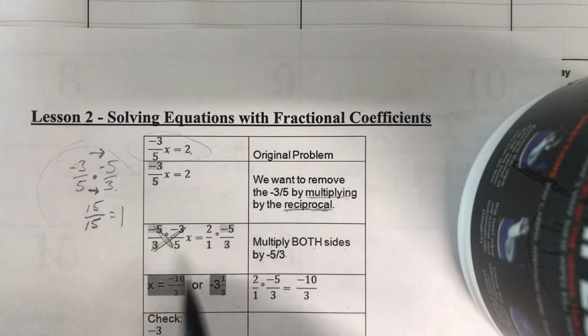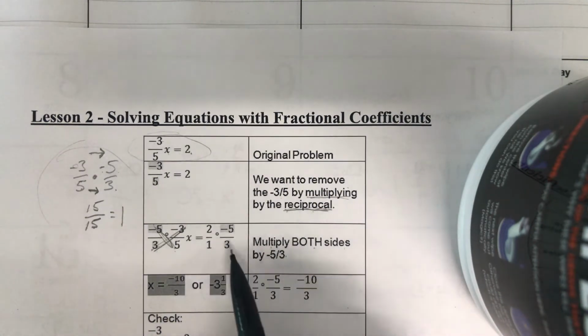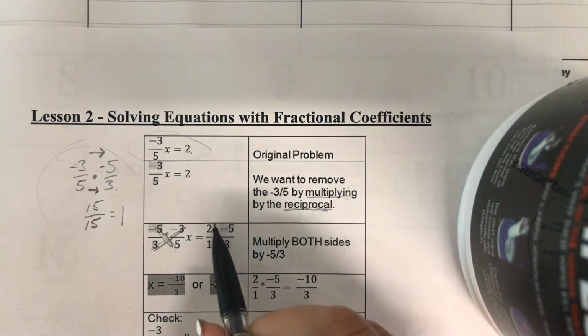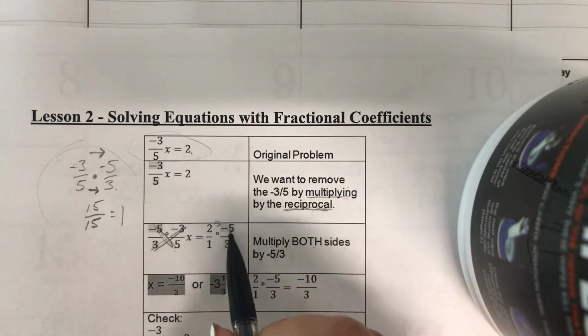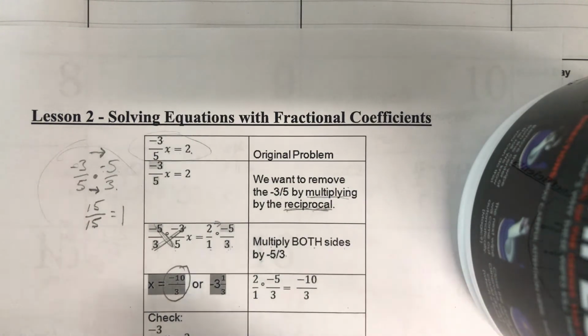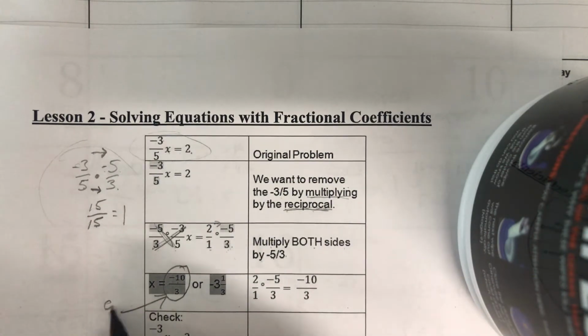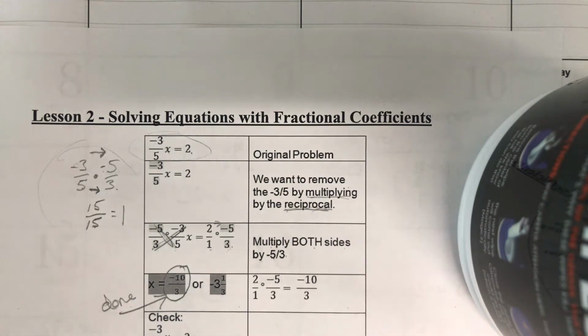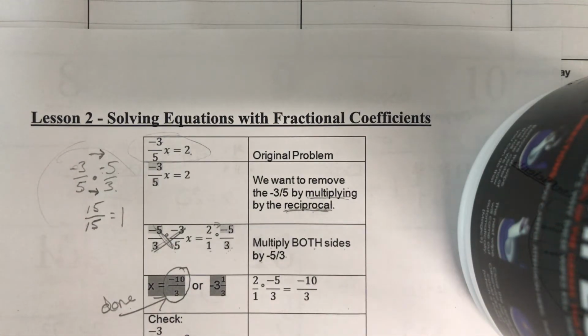So what we do to one side, we have to do to the other. So here's that -5/3. So we multiply across the top. 2 times -5 is -10. 1 times 3 is 3. So right here, this is fine. This is done.